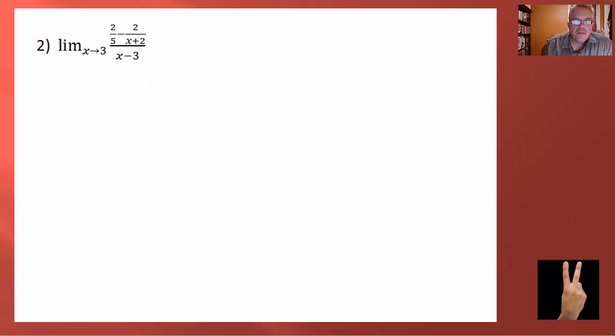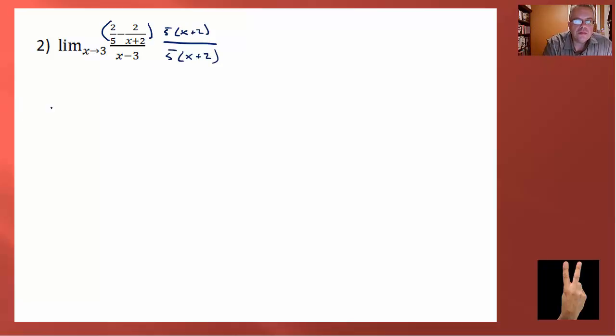Okay, now, next problem. Same trick. We're going to multiply by a denominator that would cancel the fractions. So, here we go. I'm just going to multiply the 2 denominators we have. And I'm going to multiply everything times the quantity 5 times x plus 2. And in the denominator, 5 times x plus 2.